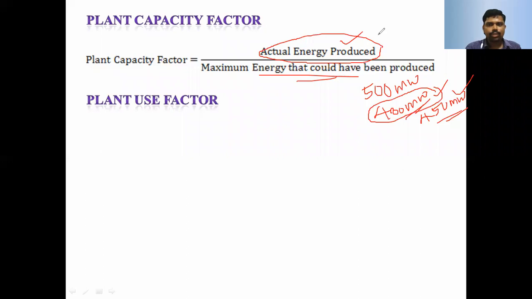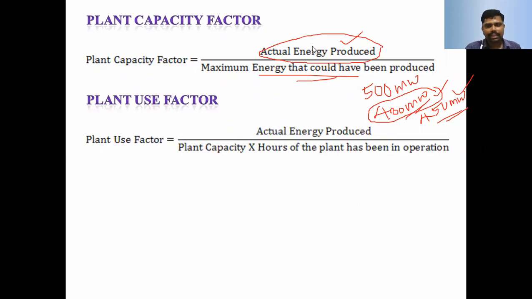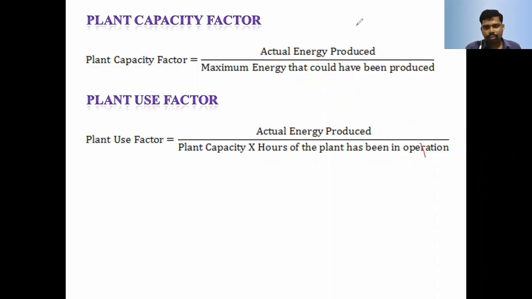Another one, the plant use factor. The plant use factor is defined as the ratio of actual energy produced to the product of plant capacity and hours the plant has been in operation. Suppose actual energy produced, divided by plant capacity into the number of hours operated. Per day means 24 hours. Month means 24 hours times how many days in a month? 30 days. Year means 24 hours times 365 days.